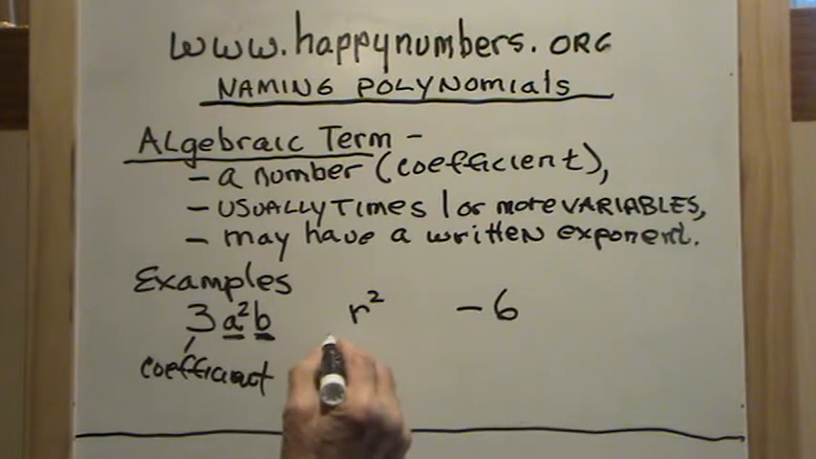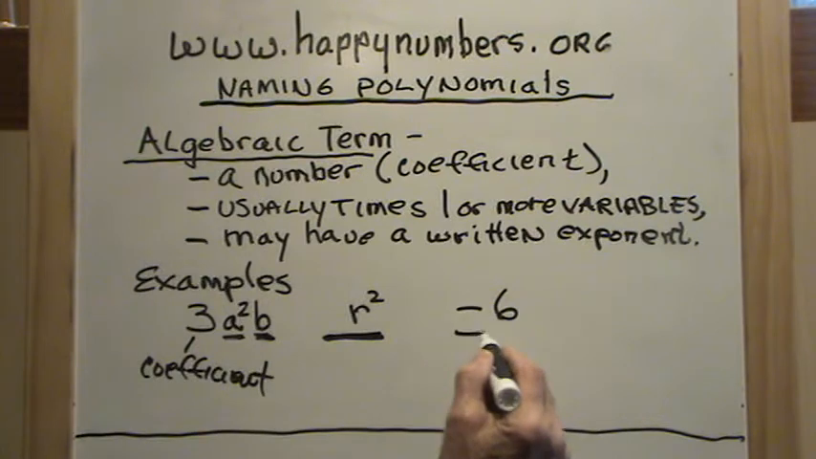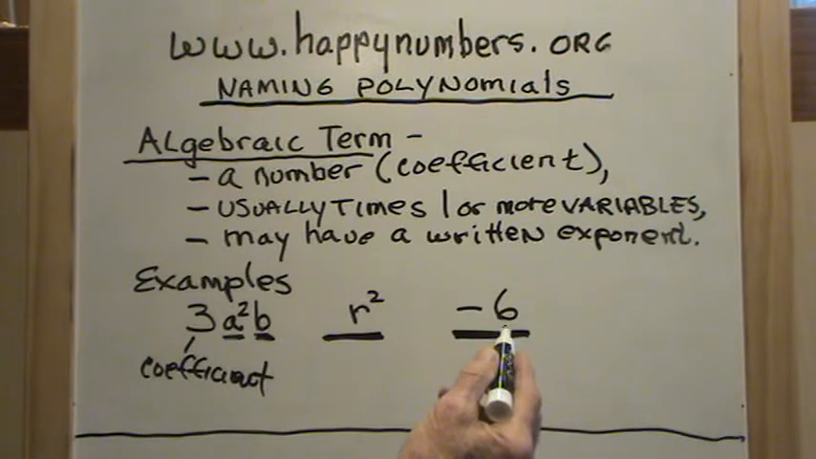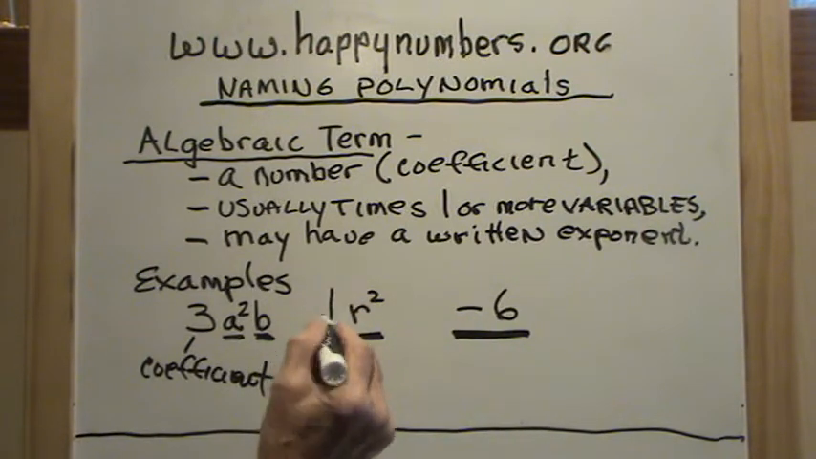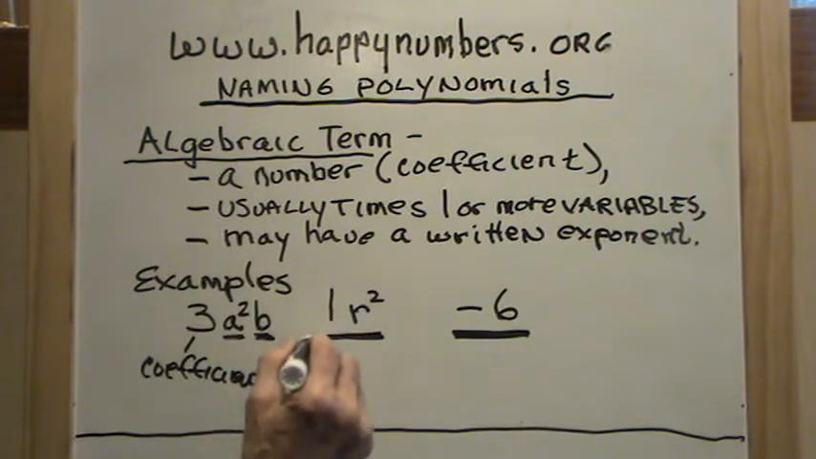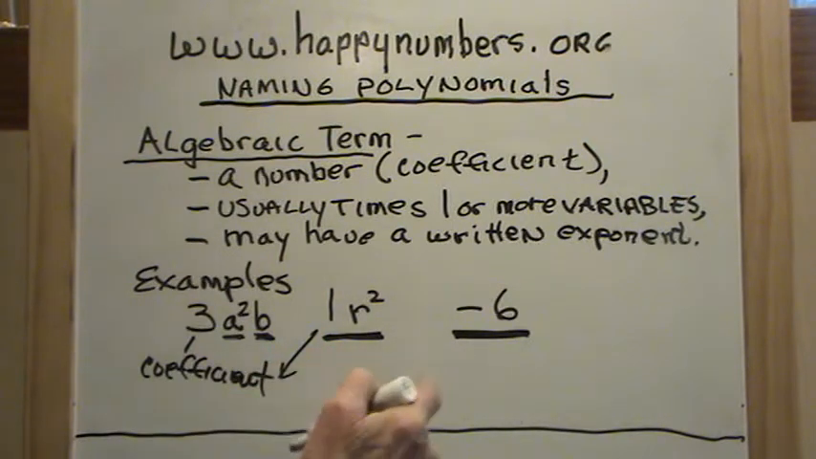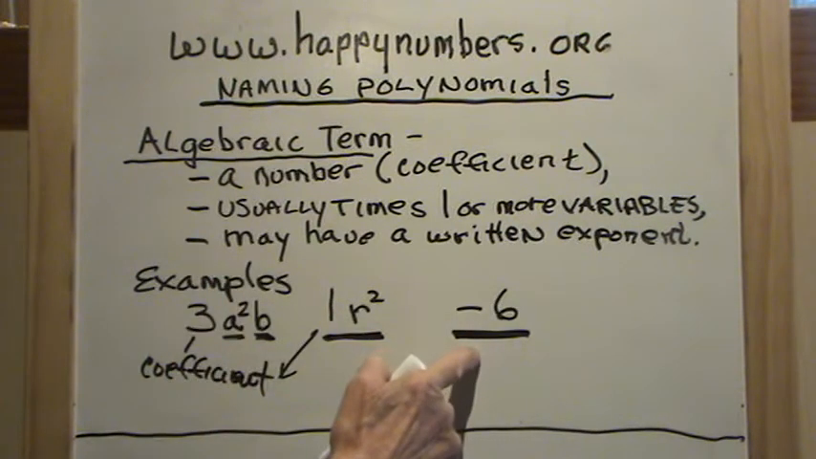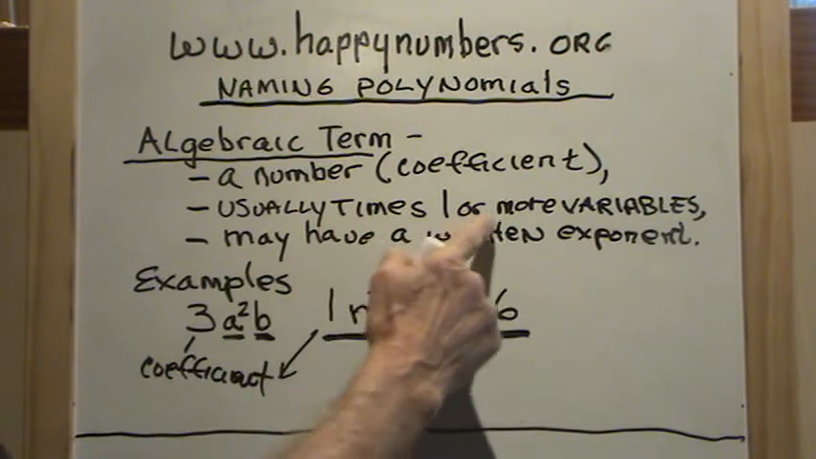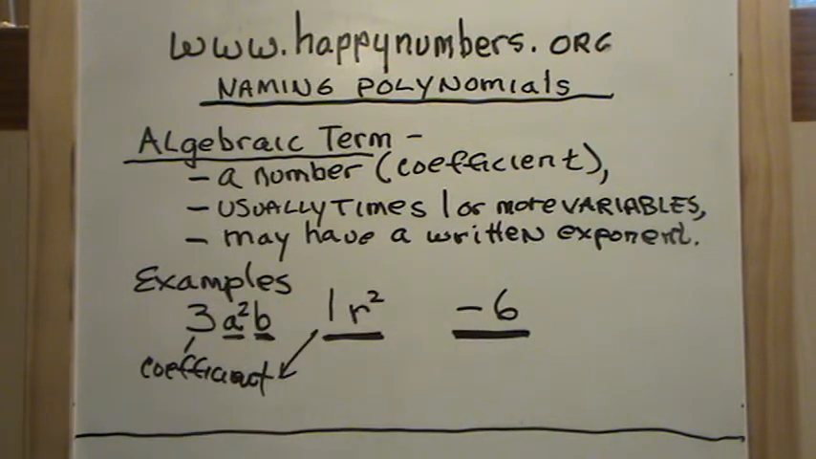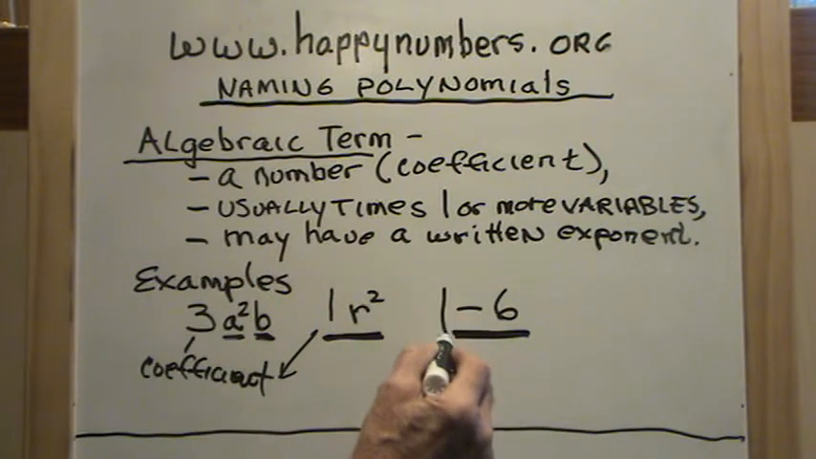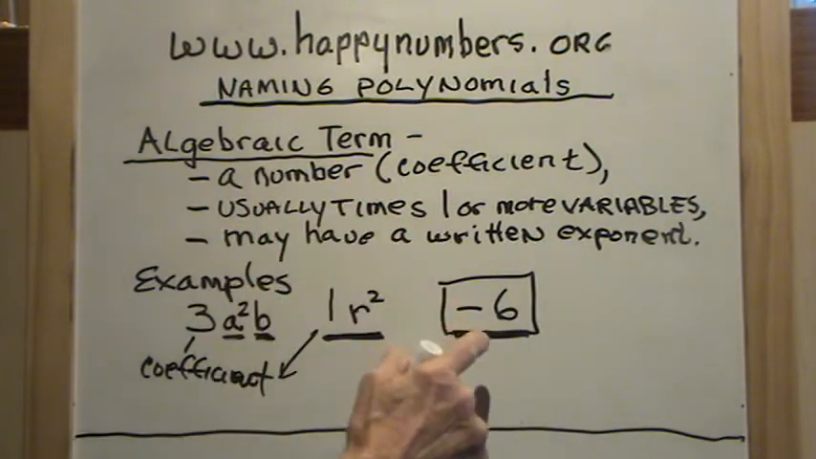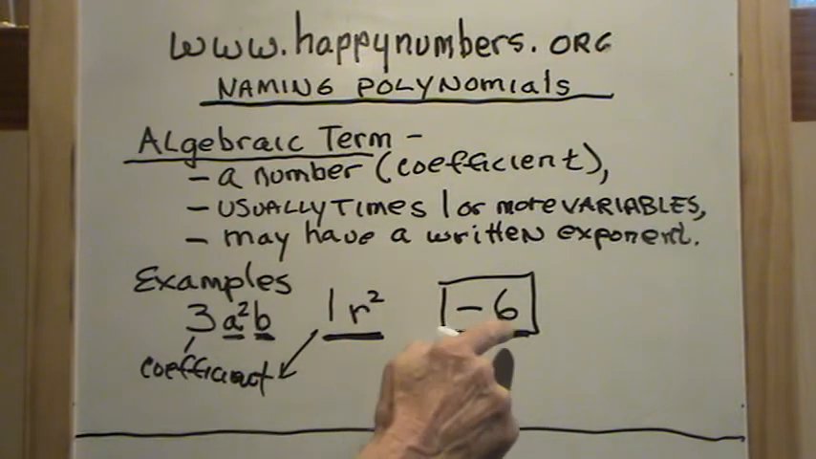This is an algebraic term also. It just has a number, a coefficient, that's all. By the way, the number 1 in r squared is the coefficient. -6 is an algebraic term also. It has a number, a coefficient. There is no variable and there is no exponent. By the way, the negative sign is part of the coefficient. So the coefficient here is -6, not just 6.